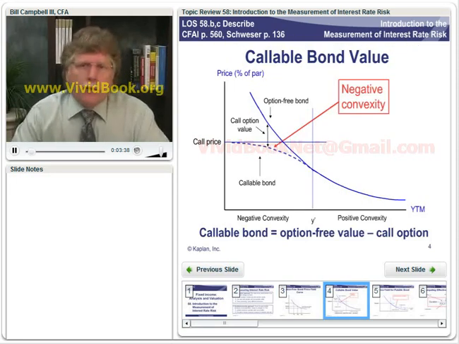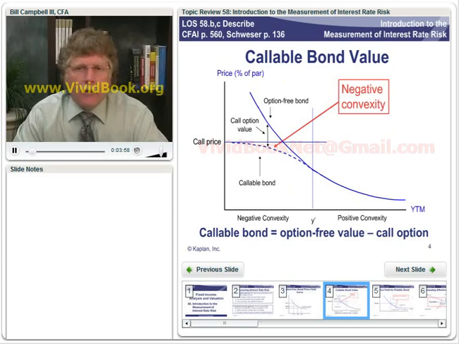Now take a look at this curve. This curve shows the price yield for a callable bond. The solid curve up on top, by comparison, is the option-free bond. That's the same as the previous curve we were discussing. But now the dotted line there shows what happens when we have a call option.